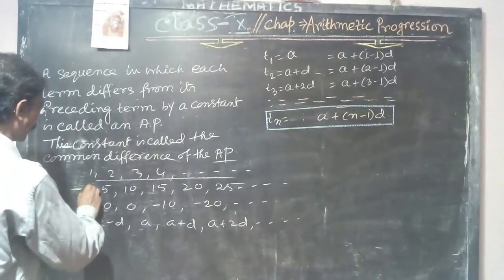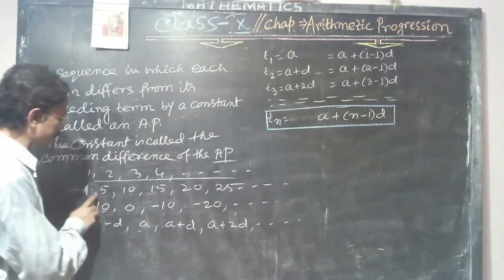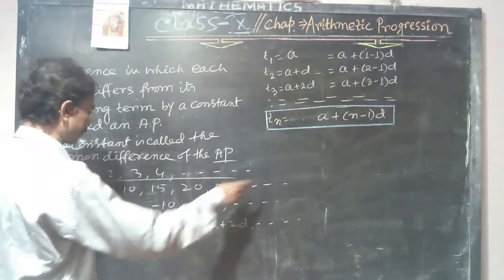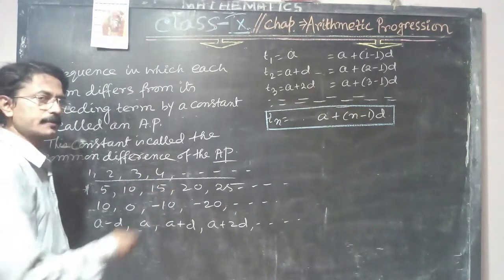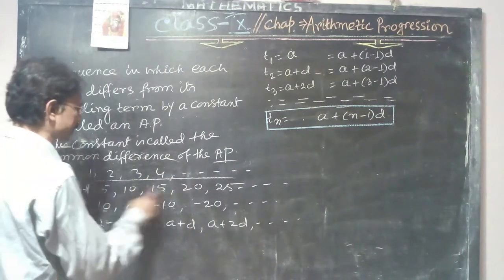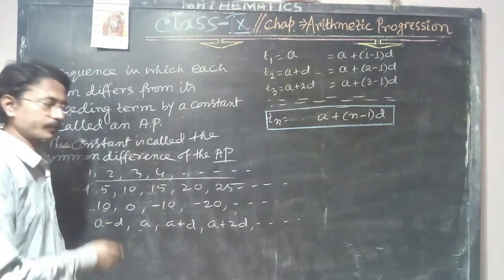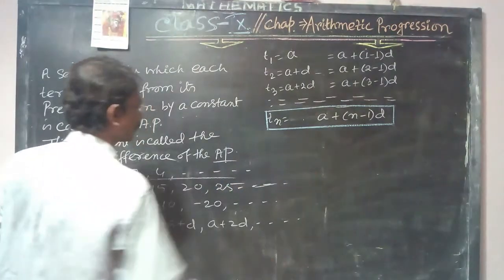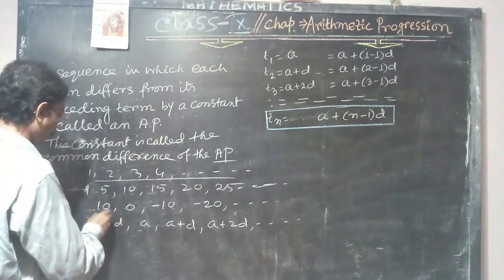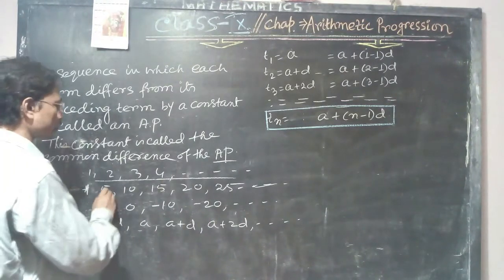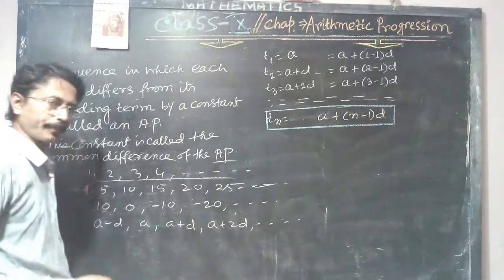Here the sequence is 5, 10, 15, 20, 25, etc. The common difference is 5: 10 minus 5, 15 minus 10, 20 minus 15. In each case, the common difference is 5. So this sequence is called an AP, or the terms are in AP.